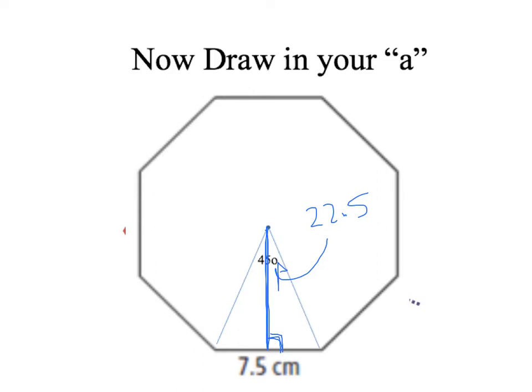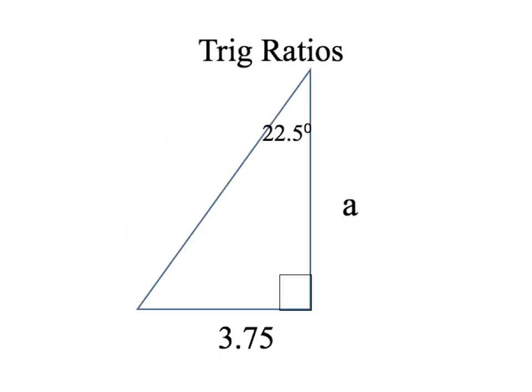Well, have no fear, Mrs. Frickman's here. I'm going to, again, like I typically do in class, zoom in on this right triangle right here. Wait a second, where did this 3.75 come from? Remember, when you draw on your apothem, it cuts the side length in half. My whole side length from this original problem was 7.5. So 7.5 divided by 2 is how I got my 3.75.